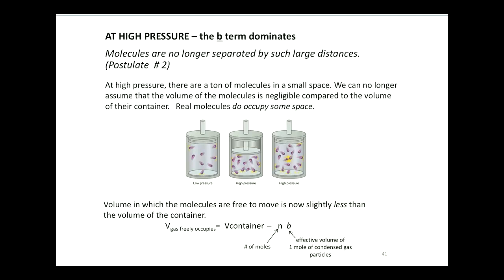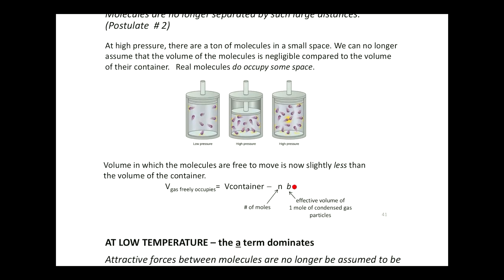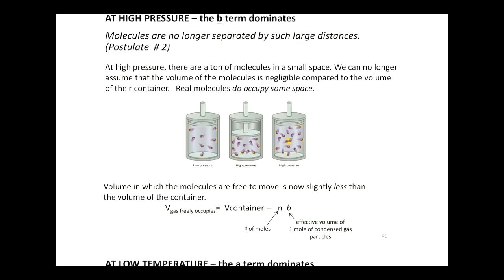When the pressure is really, really low, there's a ton of space between particles. At low pressure, you don't need a lot of gas particles to do that, so the size doesn't matter. But at high pressures their size actually matters, because there's less space between the particles themselves. So yes, at high pressure, the B term dominates. Molecules are no longer separated by large distances. So that's why this B term is attached to the volume term in the van der Waals equation.